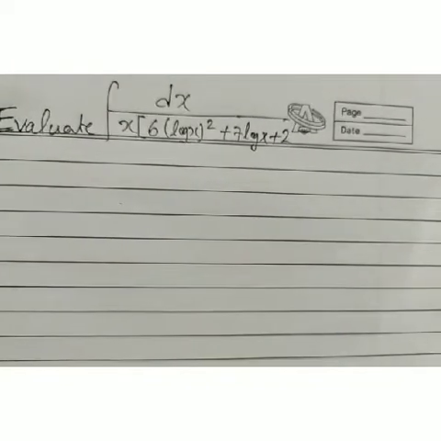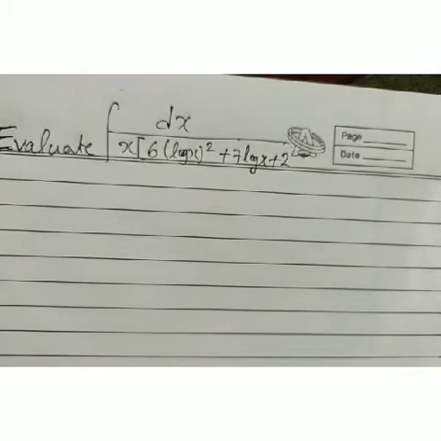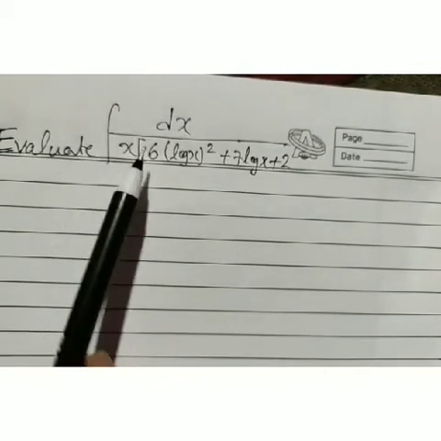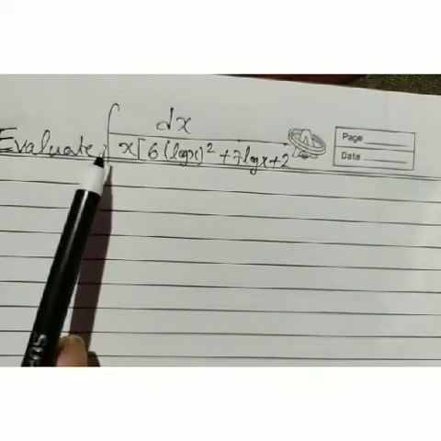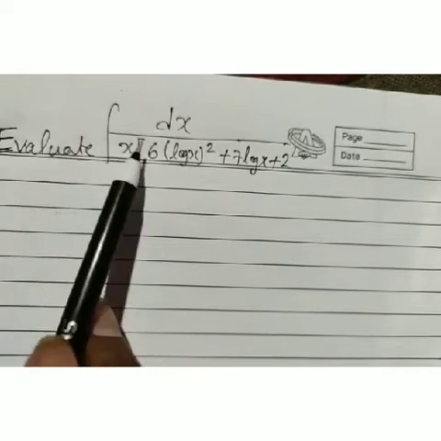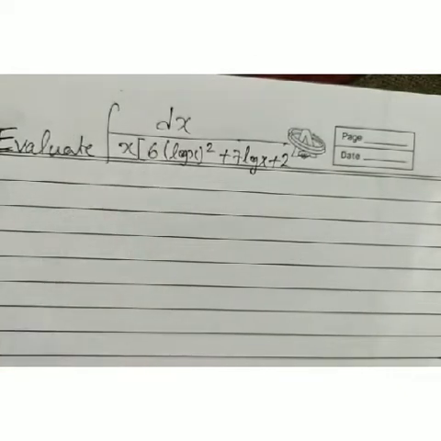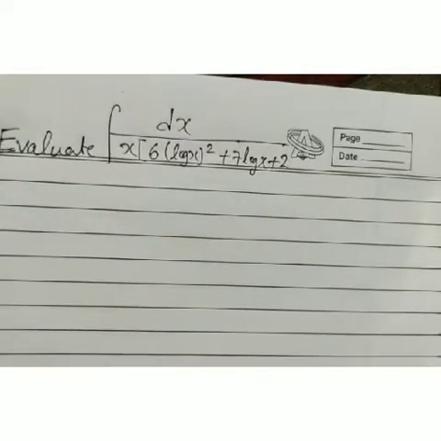Now we will start with our first problem based on partial fractions. Look, it's a type of rational form. We have to evaluate the integration of dx upon x times the bracket 6 (log x) whole square plus 7 log x plus 2. Then what do we do? First of all, we are going to use the substitution method.